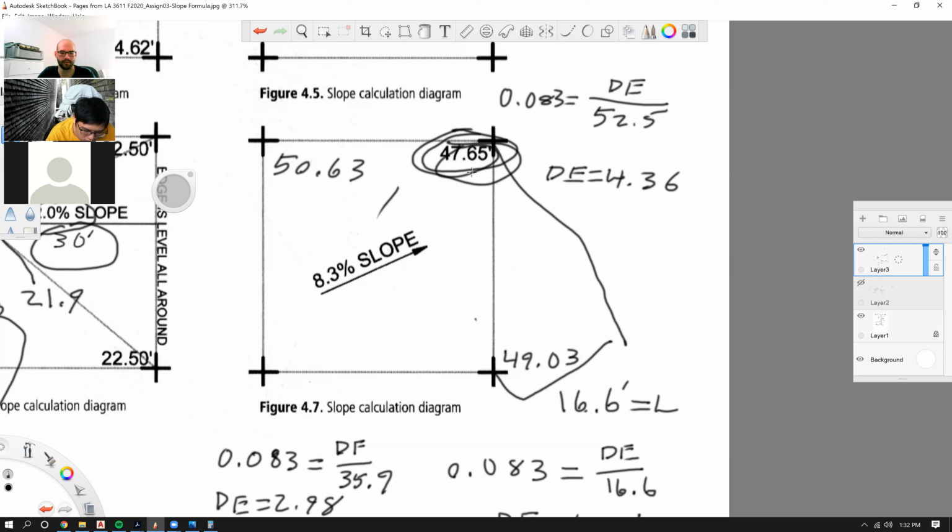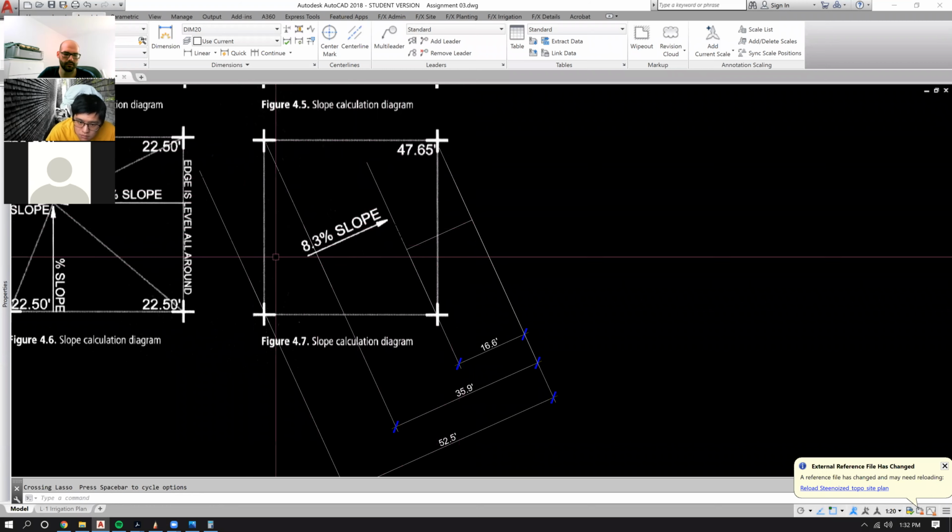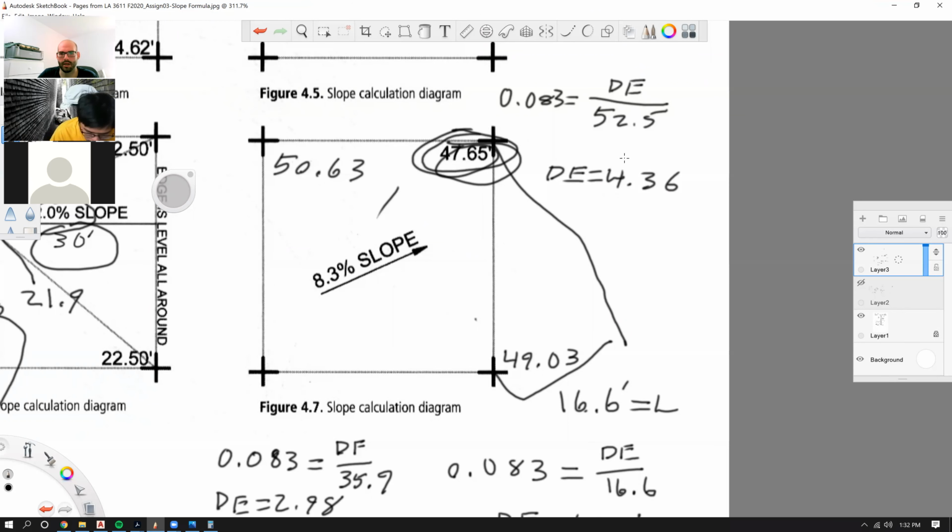Again, you can either measure from that first one, or you can measure in between each one. Doesn't matter. Just make sure you're not going to add 4.36 to 50.63, because then that would give you way too much, right? We're going to add that 4.36 back to our 47.65. And we're going to get 4.36 plus 47.65, 52.01. And that should be everything for that question. You're really just looking for those 3-point elevations.